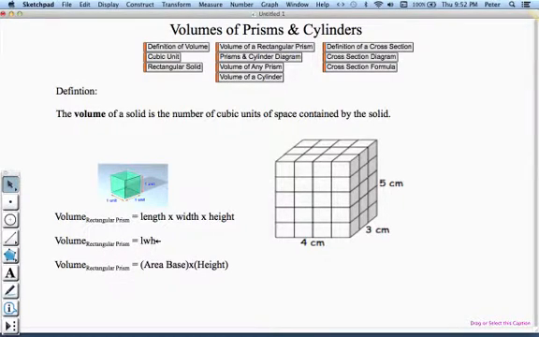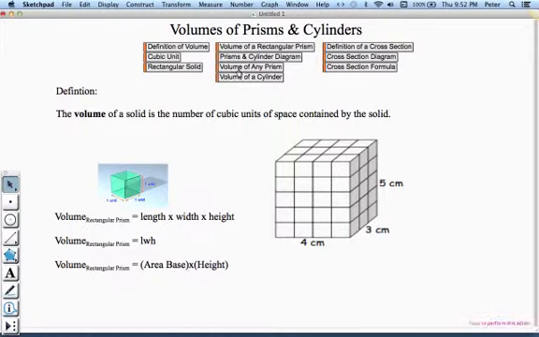But I hope you recognize that length times width is the area of the base. And length times width times height is just going to represent a simpler formula that I'd like you to memorize. Volume of a rectangular prism, or as we'll see in a moment, any kind of prism, is the area of the base times the height. Please get that in your notes. The volume of a rectangular prism is the area of the base times the height.